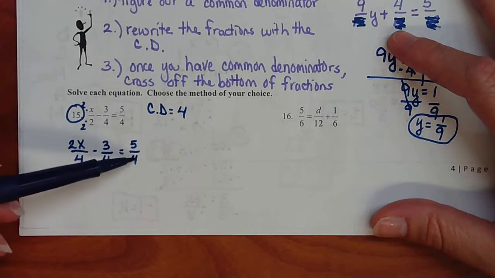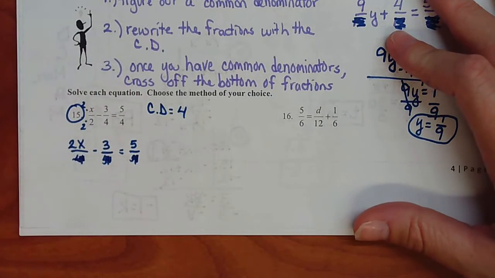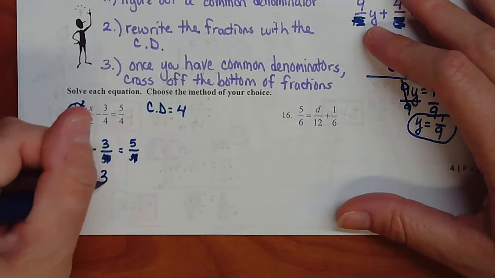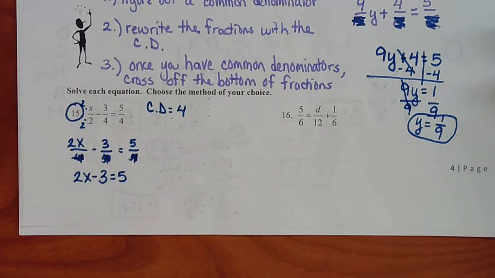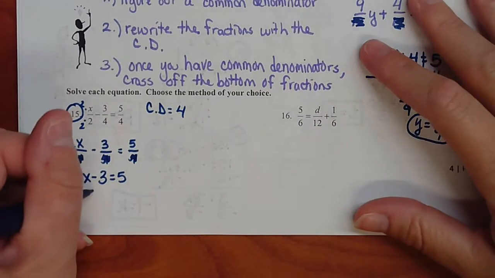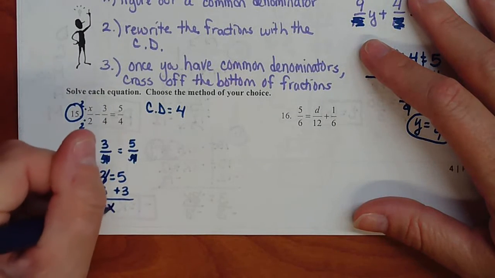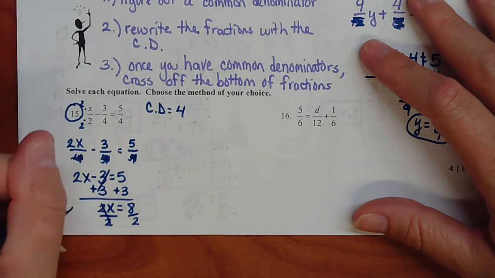And then once they're all common denominators, those denominators just magically go away. And you're left with 2x minus 3 equals 5. And then from here, you should be okay. Add 3. 2x equals 8. Divide by 2. X equals 4.